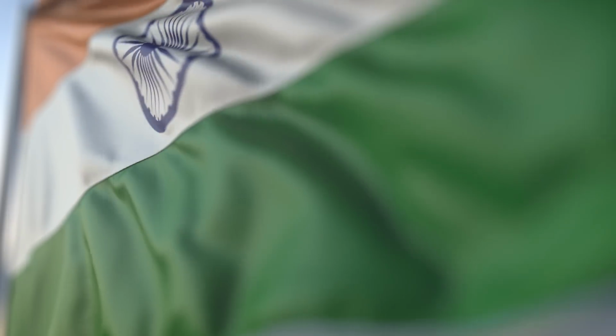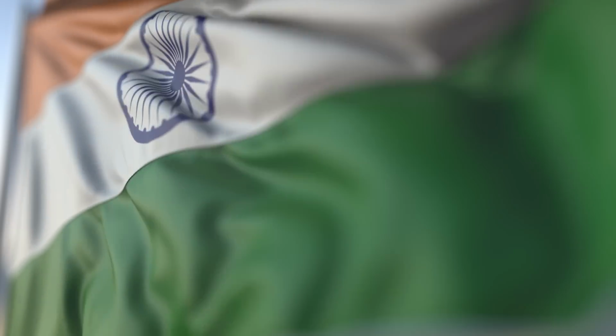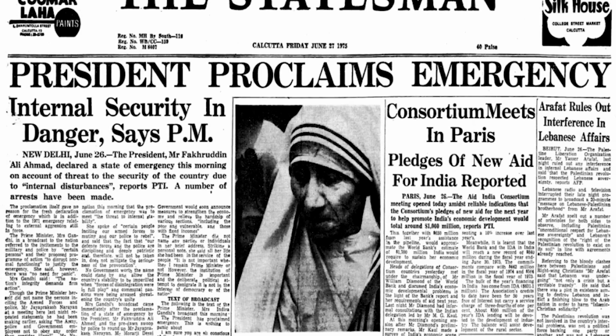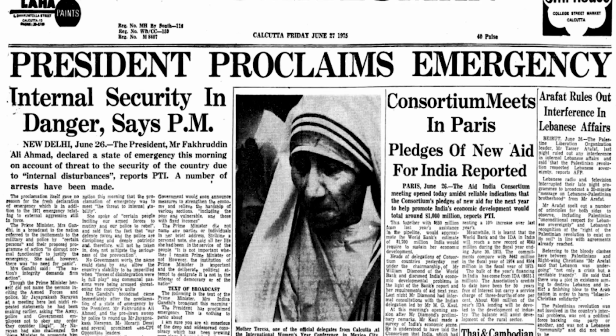In less than 2 weeks, Pakistani forces surrendered, and East Pakistan broke away to become the independent state of Bangladesh. Under Gandhi's strong leadership, India became the most powerful nation on the subcontinent. But in 1975, she declared a state of emergency, citing internal disturbances.